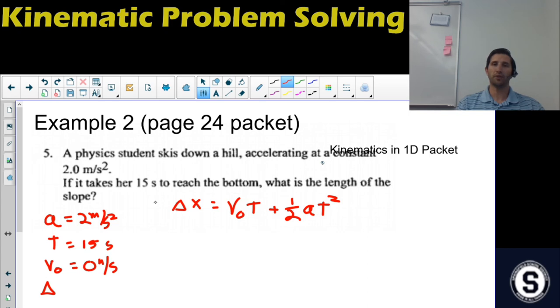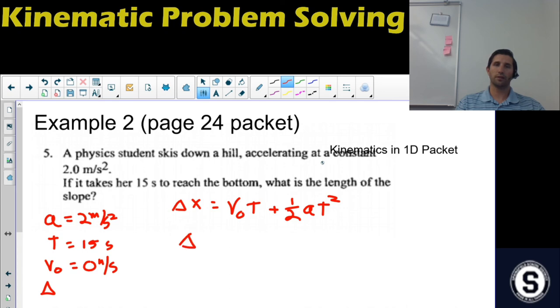Okay, now the next step in the directions said to isolate the variable you're looking for. In other words, get it by itself on one side of the equation. Well, here, I already have that. Delta x is already by itself on the left-hand side. I don't need to do any fancy algebra to get it by itself. So we can proceed right to the next step, plugging in the numbers.